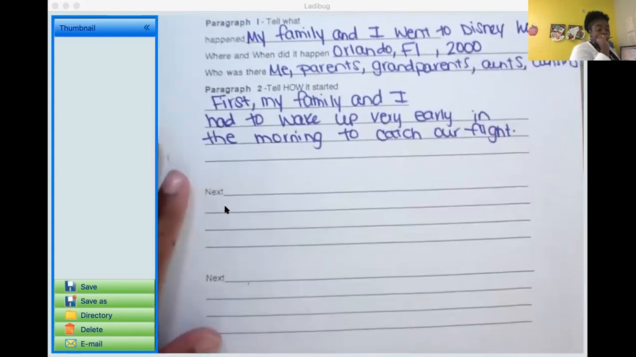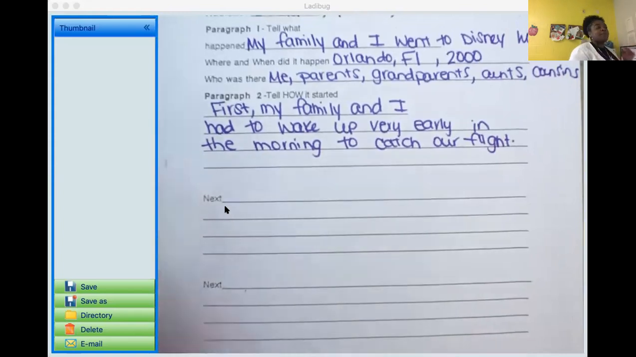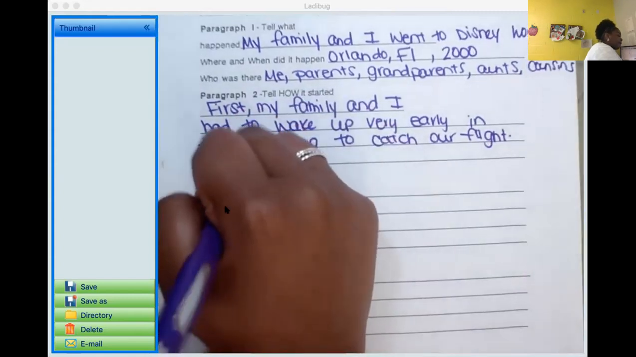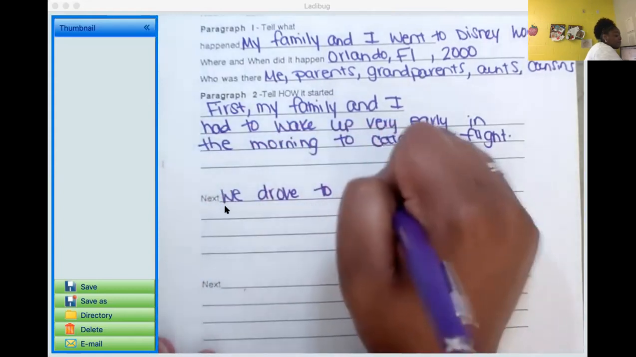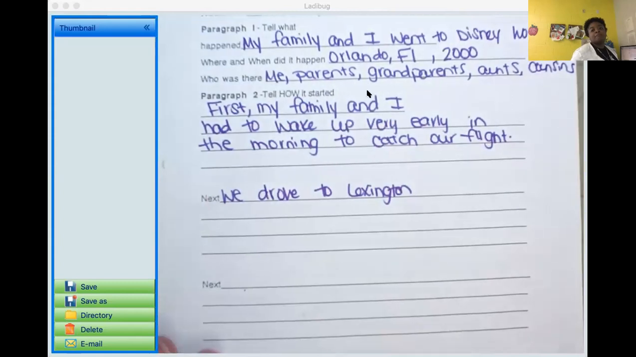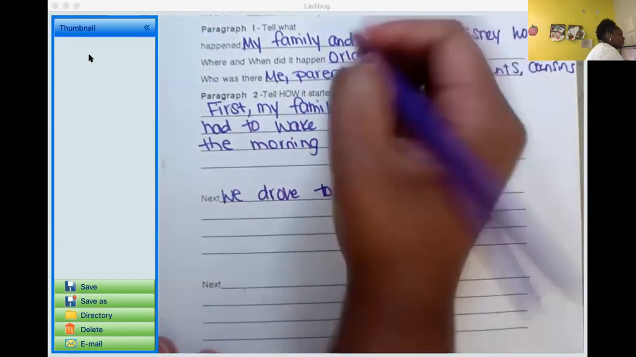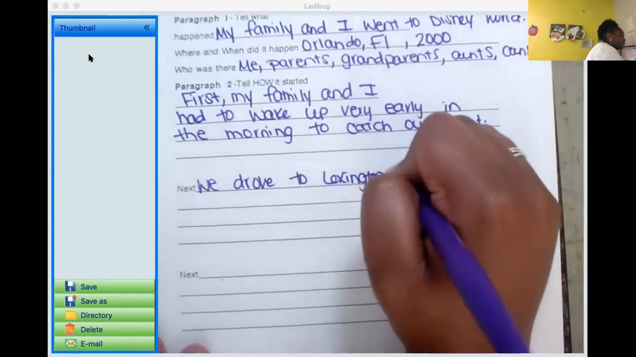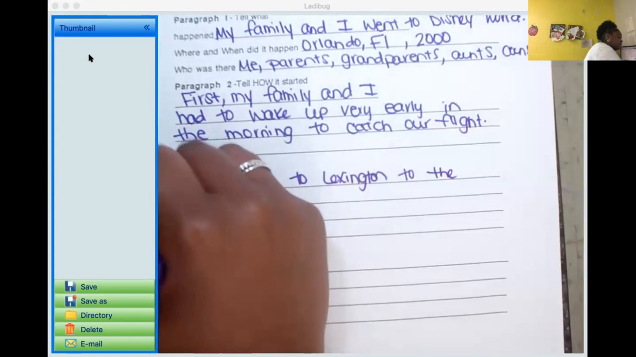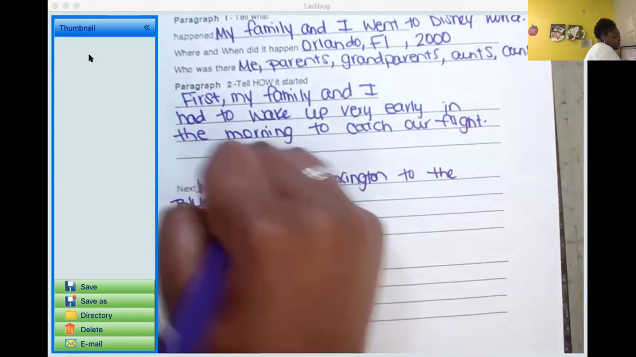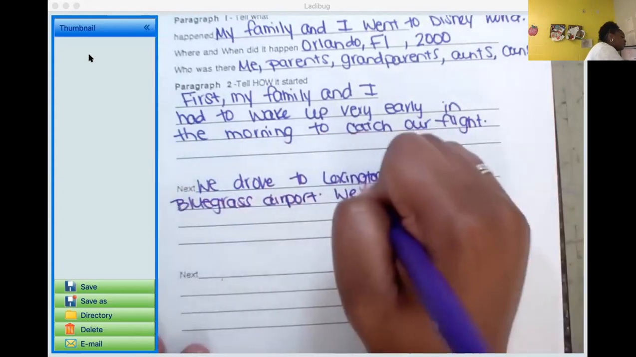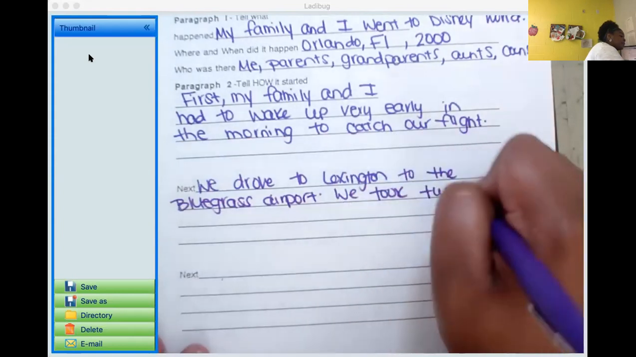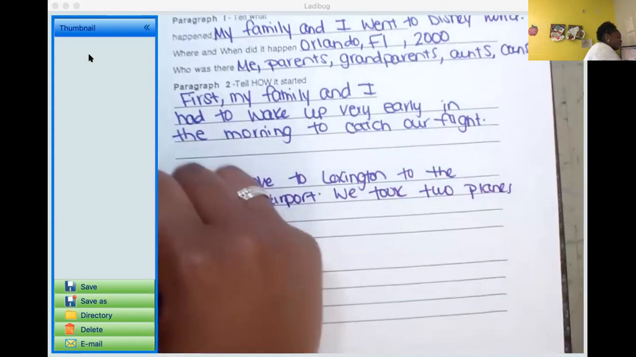So next, I'm going to talk about what happened after we woke up to catch our flight. So let's see here. We drove to Lexington, to the Bluegrass Airport. We took 2 planes to get to Orlando.